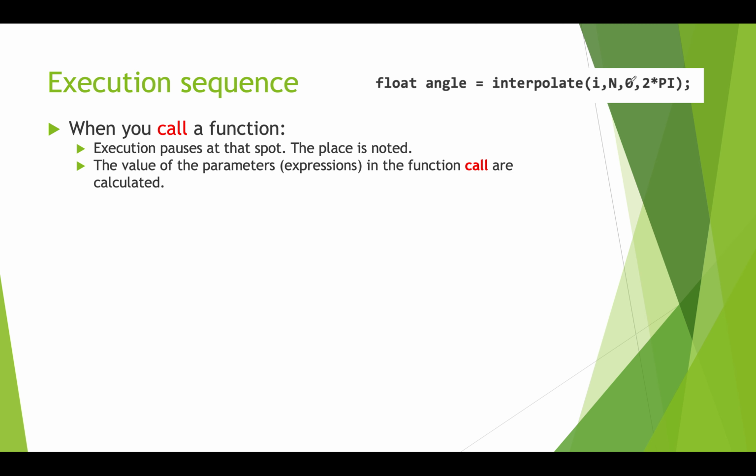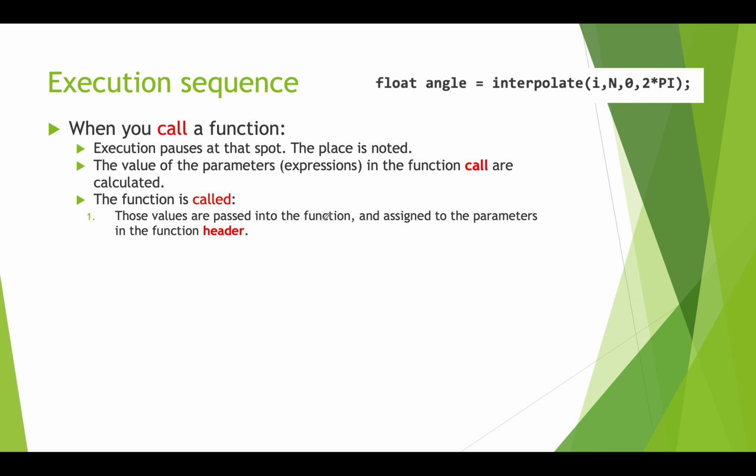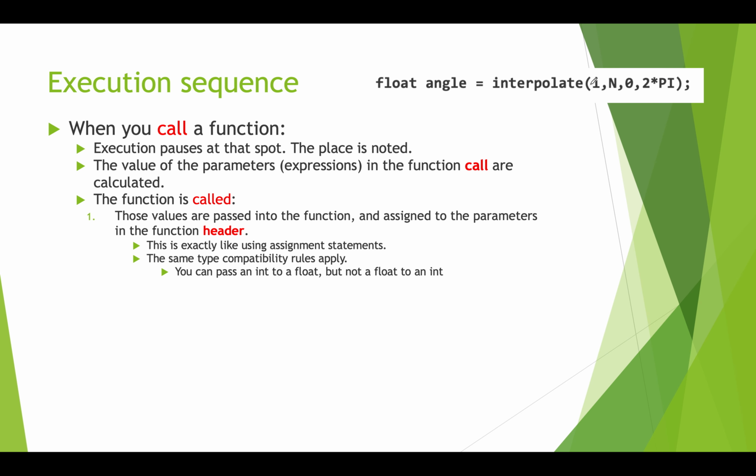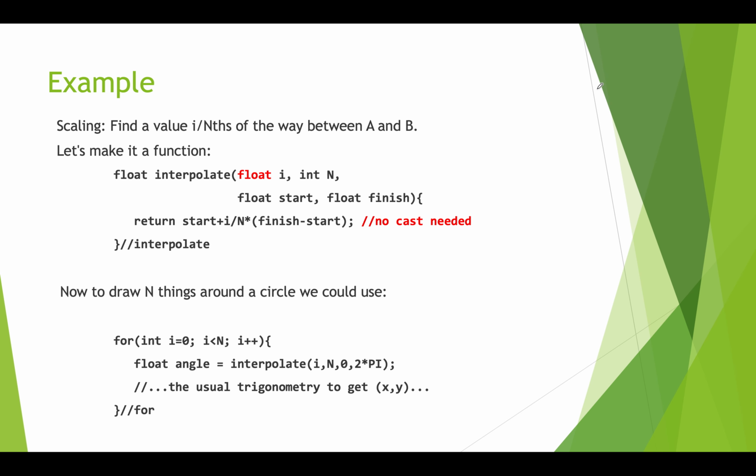0 is just a literal, so this doesn't need to be calculated. And then 2 times pi needs to be calculated, so this is going to be 6 point whatever. So for these things, we have to find out what each of these values are and get numbers for them. And then the function is called with those numbers. Those values are passed into the function and assigned to the parameters in the function header. So i becomes, what was it in the last slide? i becomes i, n becomes n, etc. Okay.